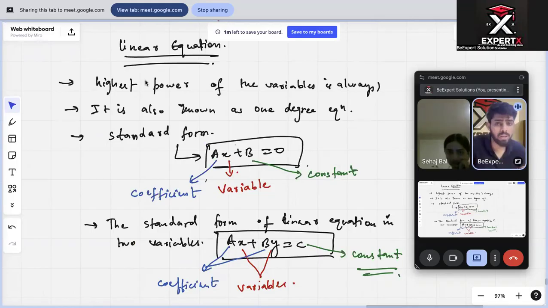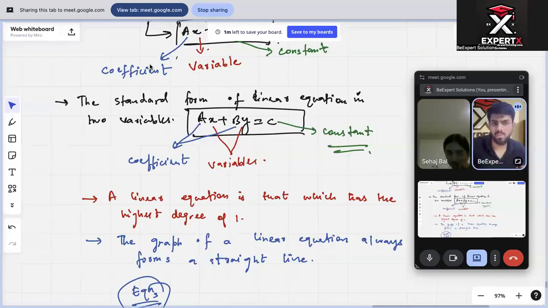Standard form for 1 degree is basically ax plus b equals to 0, because in one variable, that is the standard form for one variable, where a is coefficient, x is variable, and b is constant. Second thing, we talked about the standard form of linear equation in two variables, which is again very simple: ax plus by equals to c. Why is it two variables? Because x and y are two variables there. You have coefficient, you have constant term, and you have variables again.